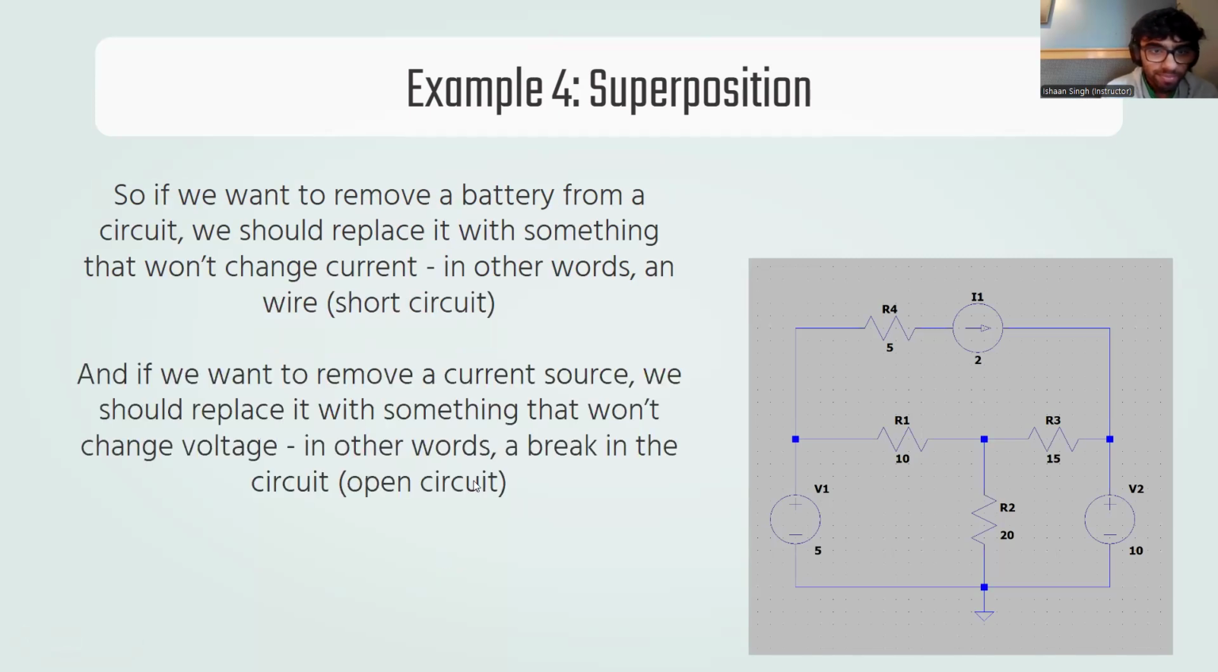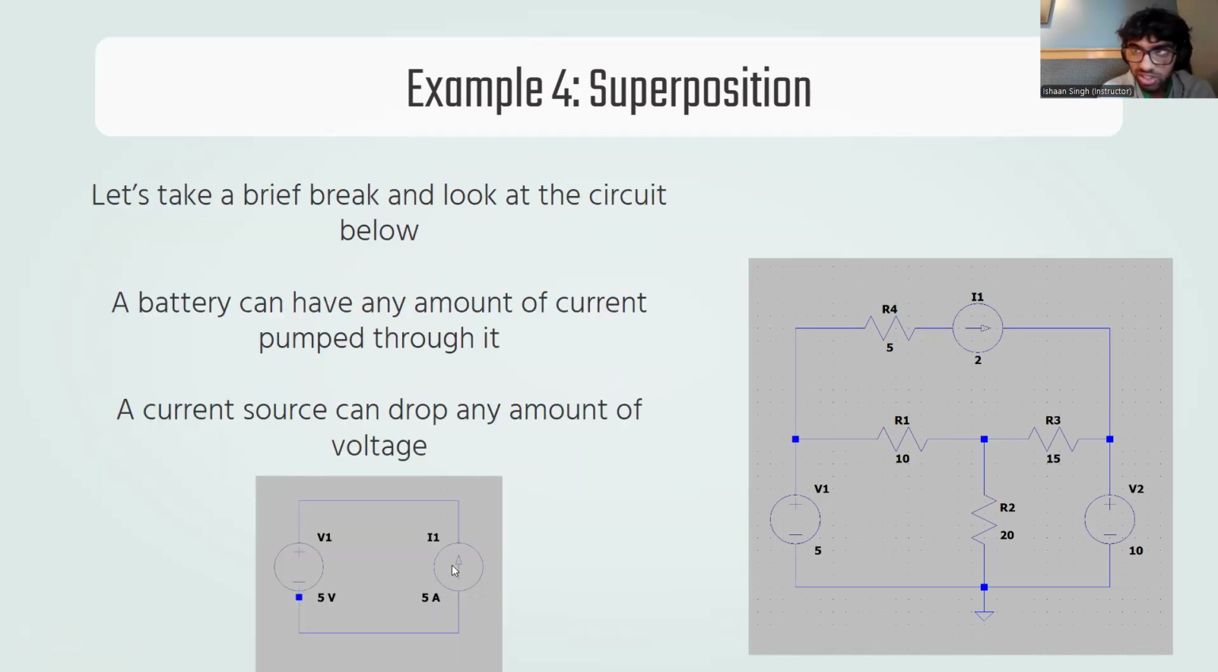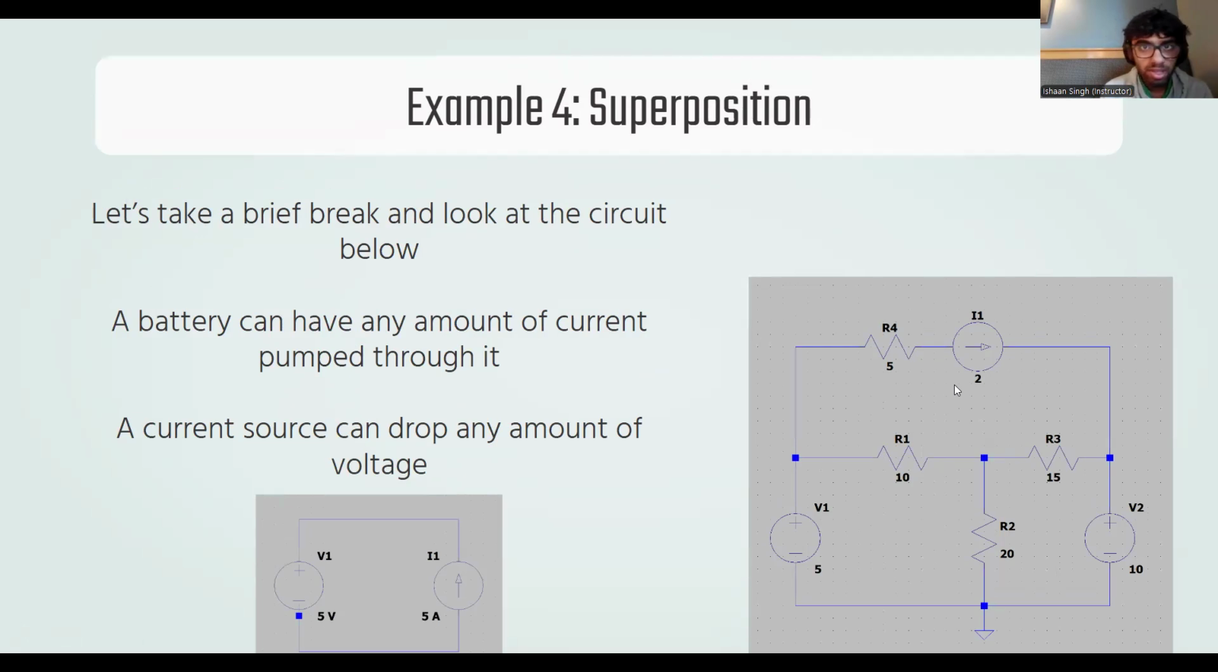And in the same way, if I were to remove a current source, we want to replace it with something that won't change the voltage. In other words, a break in the circuit. If I replace that current source with just a break in the circuit, there's going to be 2 points that have a voltage drop between them. How can an open wire keep current the same?